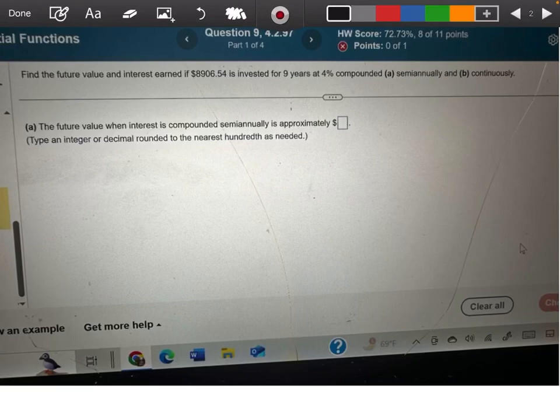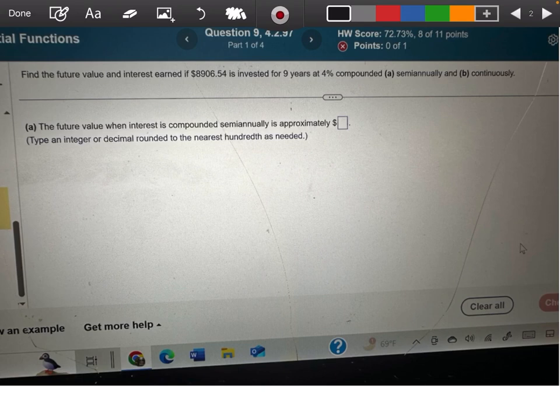So y'all, this is a homework question out of 4.2. This is number 9. And it says, can we find the future value and the interest earned if $8,906.54 is invested for 9 years at 4% compounded semi-annually and continuously?